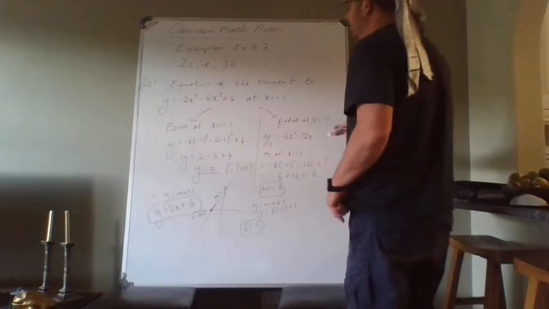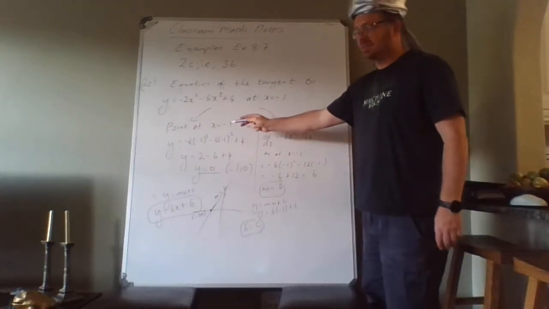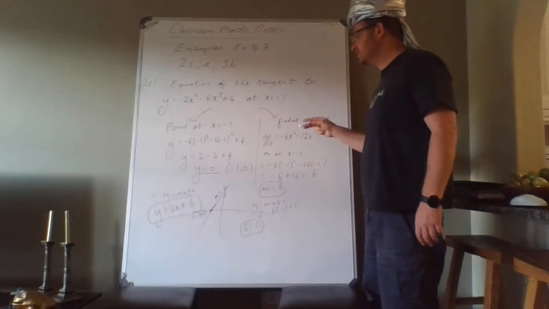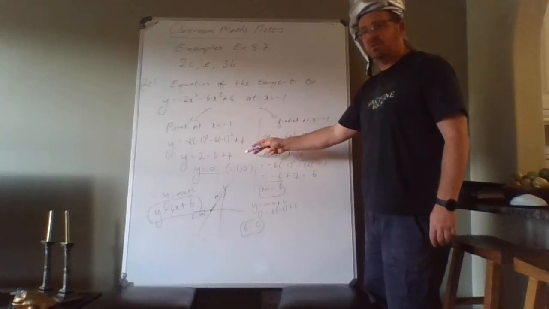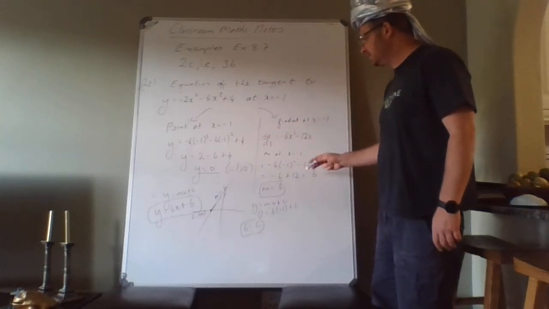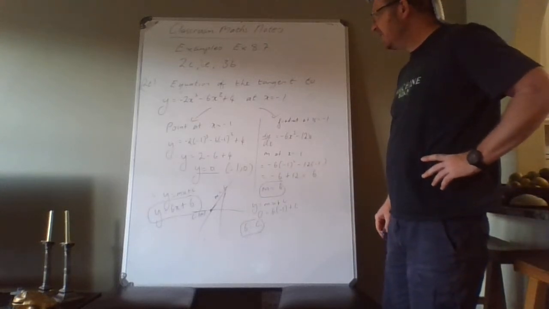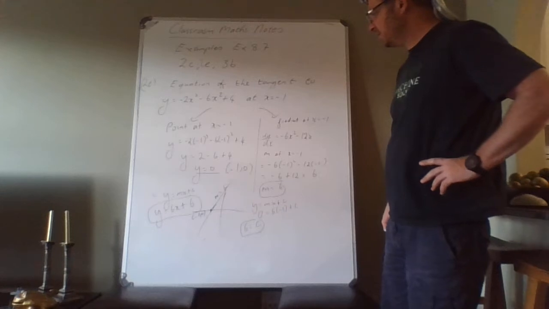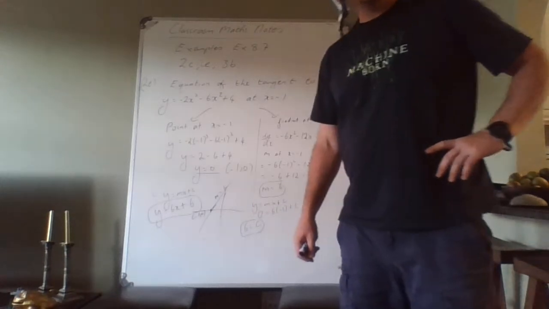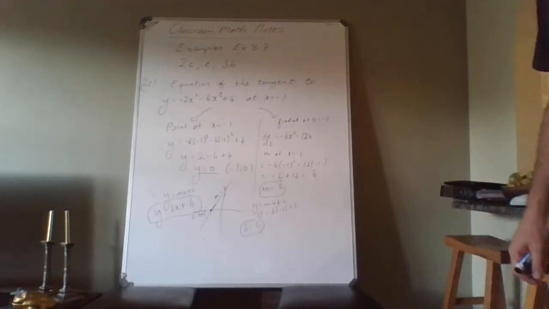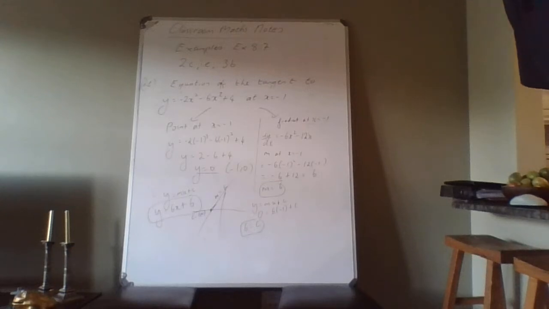Again, process over and over again. Find the point of contact, find the gradient at contact. To find the point of contact, sub into the original. To find the gradient at contact, sub into the derivative, and then use y is equal to mx plus c and find the equation. So the equation is y is equal to 6x plus 6. Right, get that down. One more example.